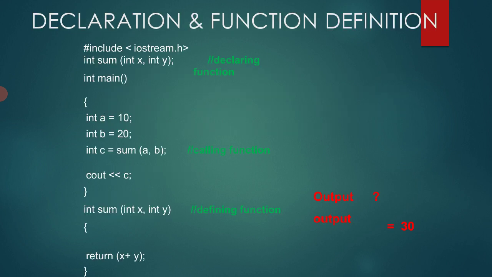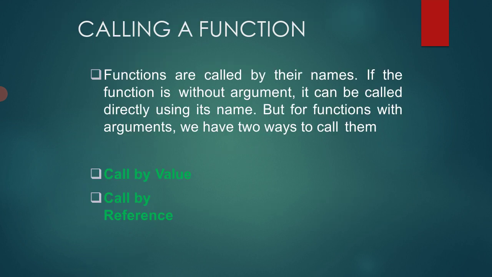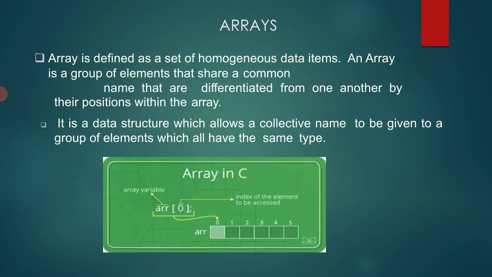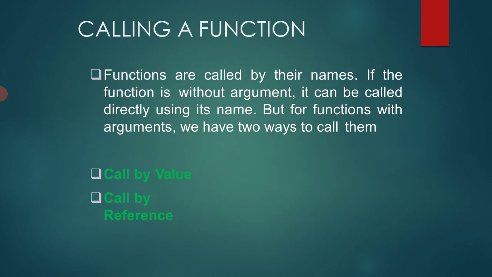So look at this example that we have already discussed. In this example, there are parameters in the function, and we can call the function by using call by value and call by reference. According to this example, we have called a function by using name. We also call call by reference as call by name. So these are the two methods.